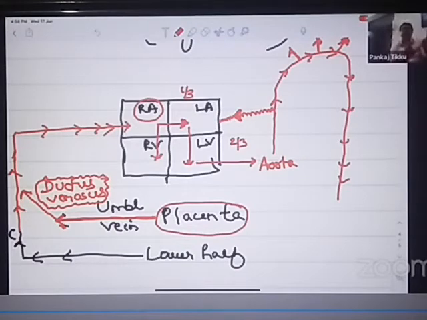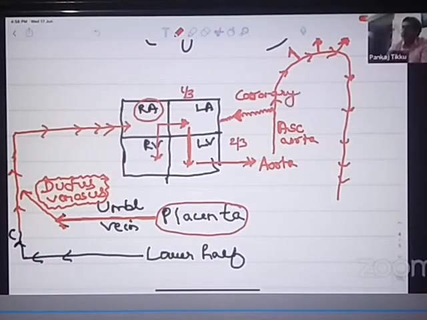Let us forget right ventricle for the time being. Once the blood has entered into the left atria, this blood enters into the left ventricle. From the left ventricle, this blood will enter into the aorta, because the aorta arises from the left ventricle. So this blood will enter into the ascending aorta. It will go up, and the coronary circulation, which supplies the heart, arises from the ascending aorta. So because ascending aorta has oxygenated blood, most of the heart gets oxygenated blood, even in the case of fetus.